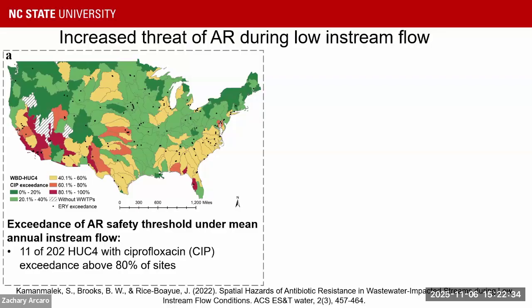And so roughly 11 of the about 200 HUC4 watershed regions had exceedance above 80%. Here it's color coded, so green is relatively low exceedance, red is higher, and then our dots are showing the erythromycin exceedance, I should say. The comparison here is that this is under average stream flow.